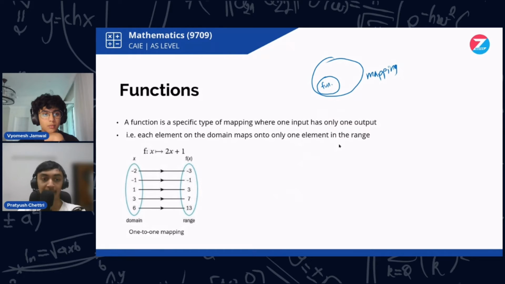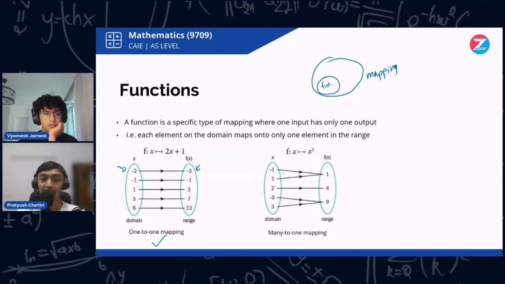There are different types of functions. This one's called a one-to-one mapping because, as you can see, each input maps exactly onto one output. This is a function, yes, because it follows the rule. A many-to-one mapping might seem confusing at first, but if you see, each input here has only one output. There's only one line going from the input to the output. So since there's one output for one input, even though two inputs can have the same output, this is still a function. So a many-to-one mapping is a function.